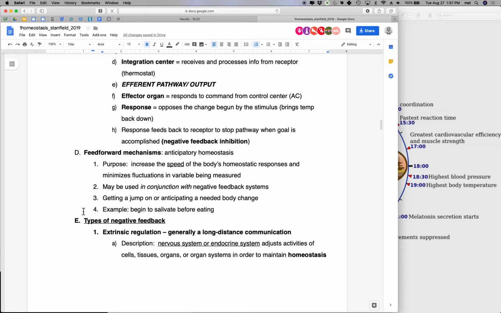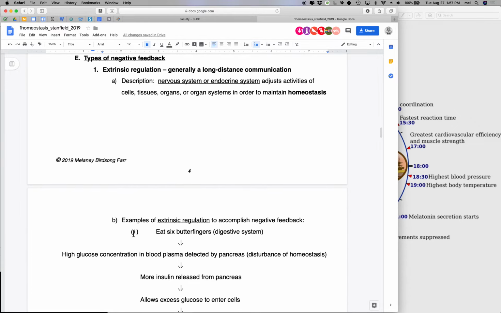So this is not the opposite of negative feedback. This is predictive negative feedback, really. Okay, so now let's talk about the types of negative feedback. Okay, so we're still on the concept of negative feedback. We're still thinking about reflex arcs, but I want to give you some specific examples of reflex arcs.